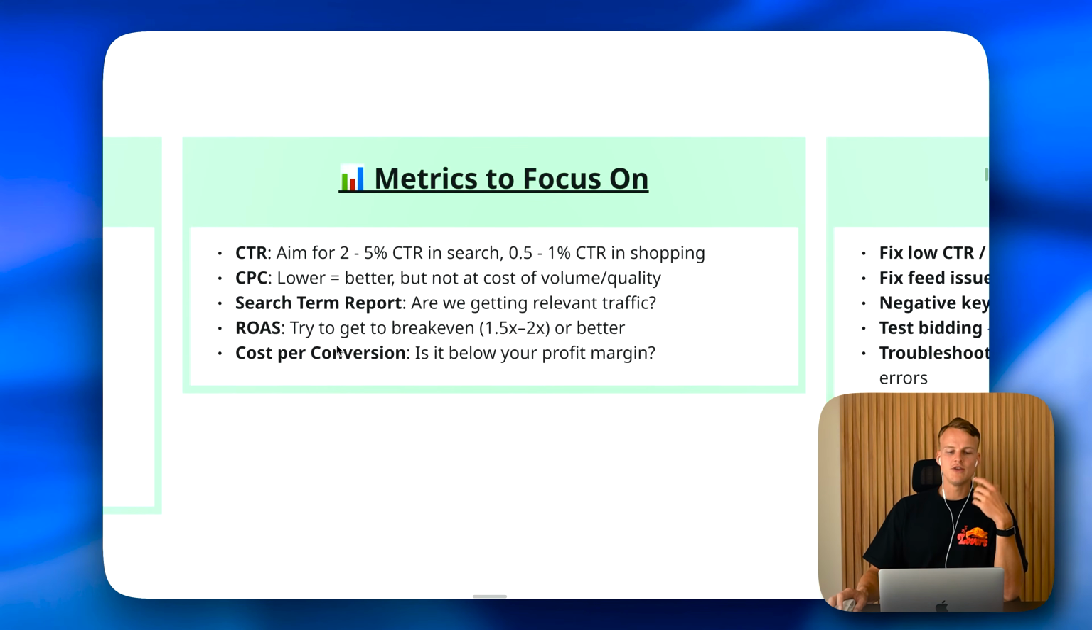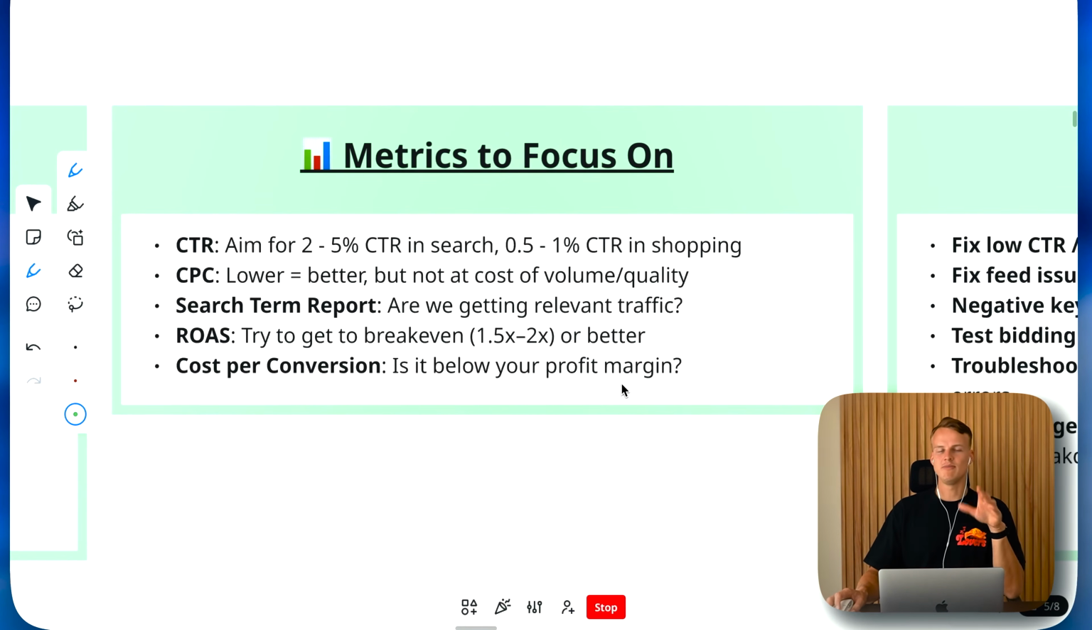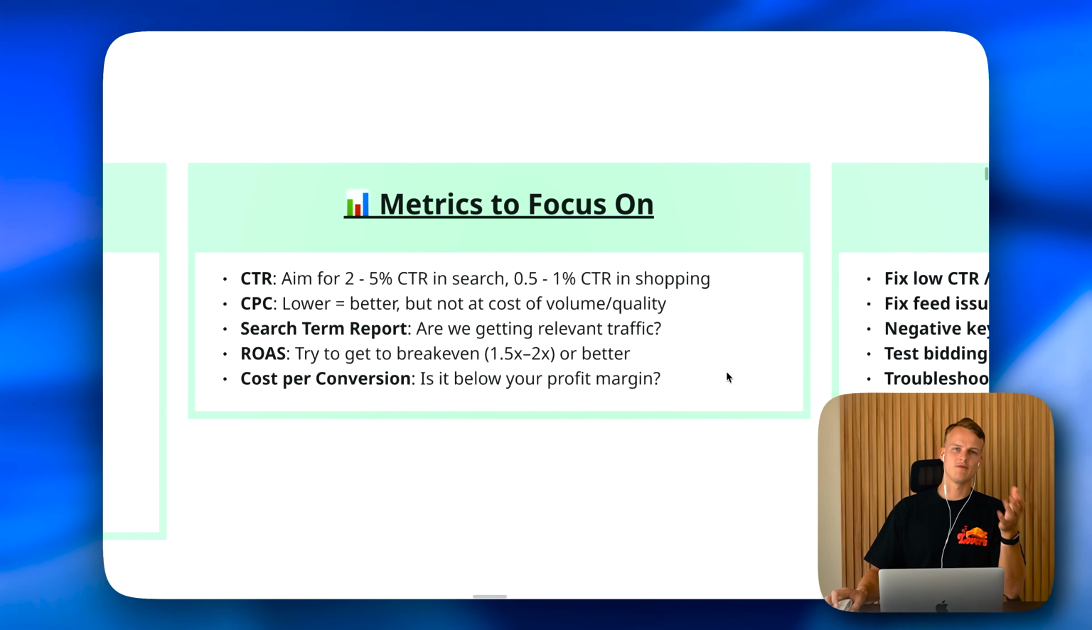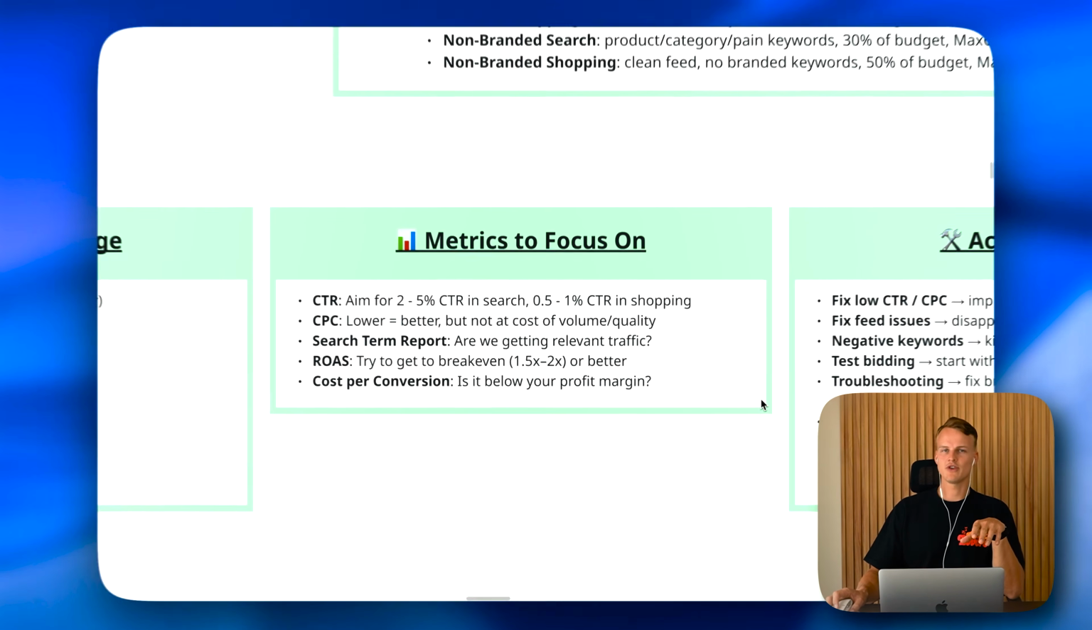Looking at ROAS, you want to try to break even at this stage before scaling up the account more, unless you have a tremendous amount of cash flow and you can take the hits, right? But in general, I would say try to get break even ROAS 1.5x or 2x or better, and then move on to the next stage. The cost per conversion needs to be below your profit margin, obviously, to remain profitable. So that's what you want to focus on as well.